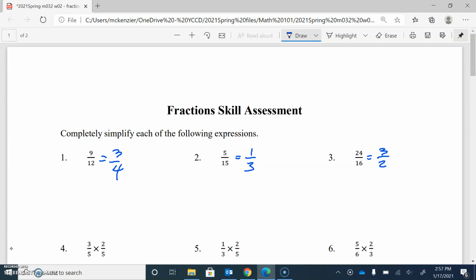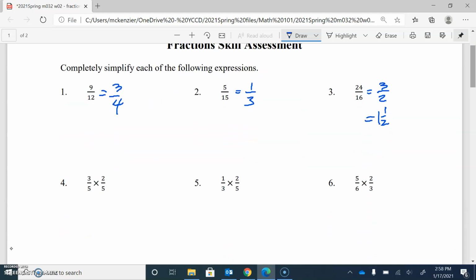Now, if you wanted to, you could rewrite this as a mixed number as 1 1/2. That's not required, but if you wanted to, be my guest. And of course, for all of these, you could put them in decimal form.